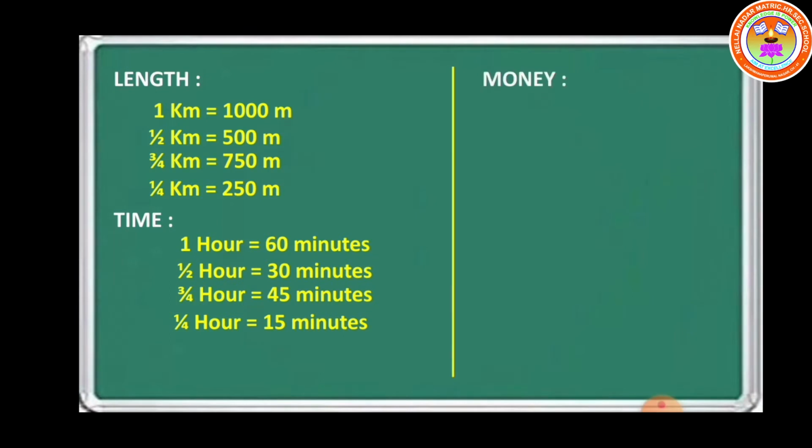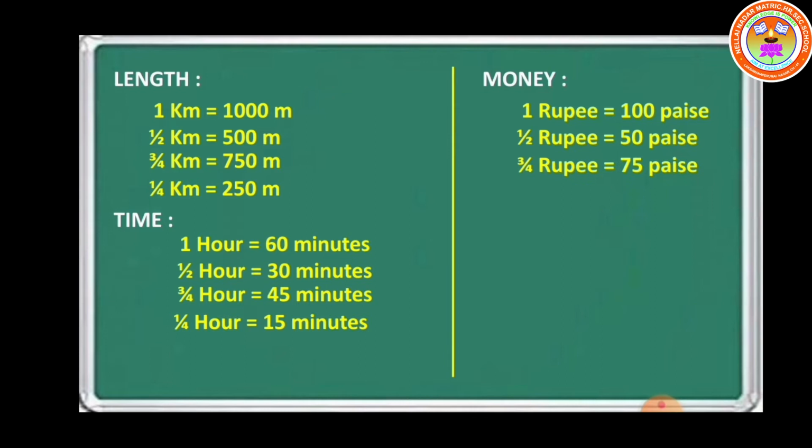Next one, money. 1 rupee is equal to 100 pice. Half rupee is equal to 50 pice. 3/4 of a rupee is equal to 75 pice. 1/4 of a rupee is equal to 25 pice.